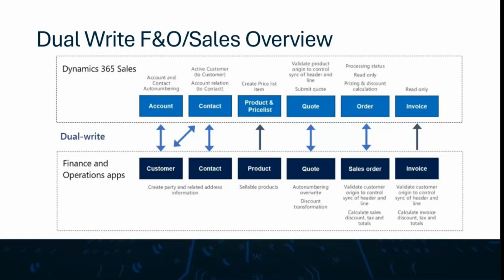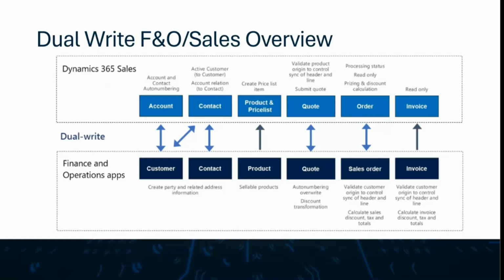But any updates to the sales order that happen on the F&O side of things, those are passed back so the users in Dynamics 365 Sales can see real time what's going on with that particular sales order, especially if they're customer facing and the customers are calling them and asking them questions about the status of their order, etc.